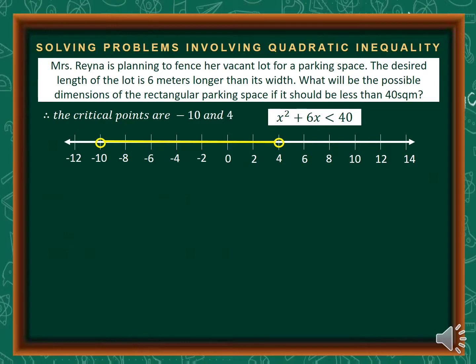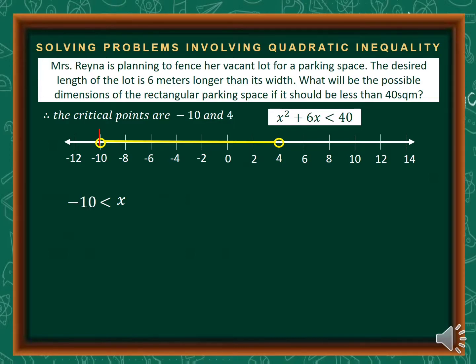Okay, nasa right side siya, so ibig sabihin mas malaki. So greater than, ibig sabihin greater than siya, nakabuka kay x. Kay x nakabuka. X is greater than negative 10.